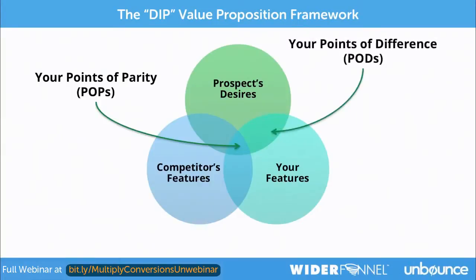Whereas the green field, or the blue ocean, or whatever analogy you want to call it, is where your points of difference happen. These are your PODs. And this is where your features match up with your prospects' desires, but your competitors aren't playing there yet. You've been able to find a unique angle that gives you a unique value. This is your unique value proposition.